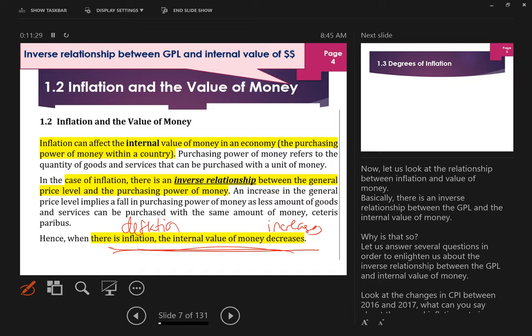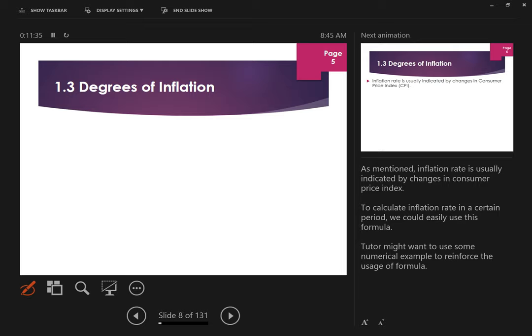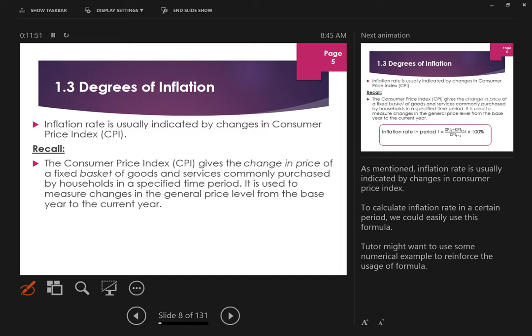Alright, moving forward, we are going to introduce to you the various types of inflation. But before we do that, as established earlier, how we go about measuring inflation is we look at changes in your consumer price index. And if you recall, the consumer price index essentially measures the change in the price of the basket of goods and services that are commonly purchased by households in a specific time period.